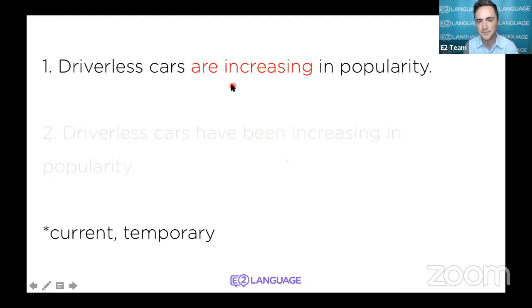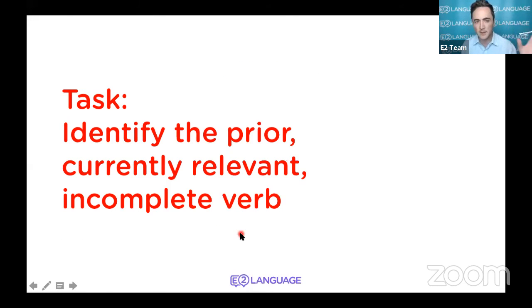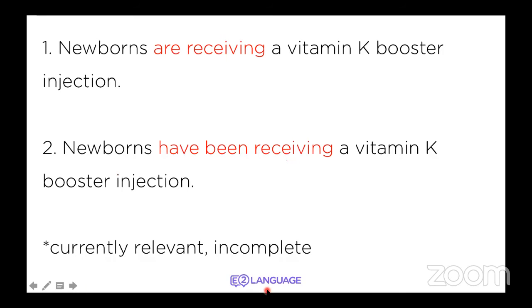Cool. So the answers are, this one's current and temporary. Driverless cars are increasing in popularity. So it's got a sense of being temporary. It's not permanent. They're increasing in popularity. Cool. Let's do the other one. Identify the prior, currently relevant, but incomplete verb. Number 1 or 2? Yeah, it's got a sense of being incomplete or unfinished.